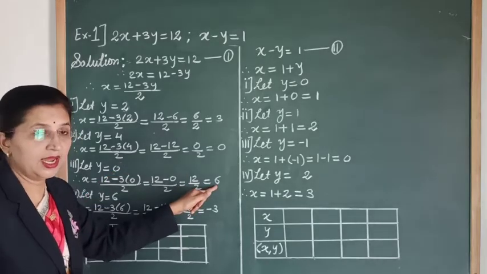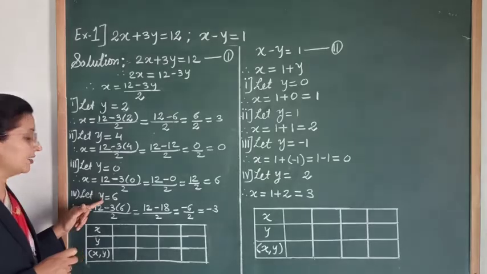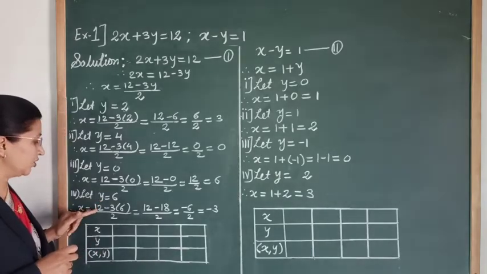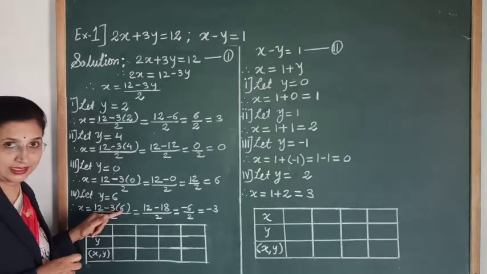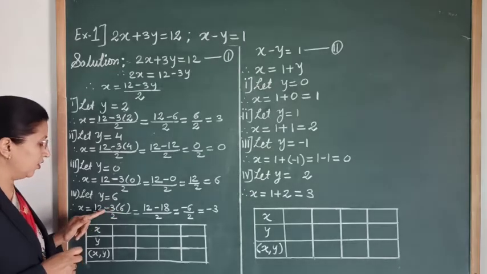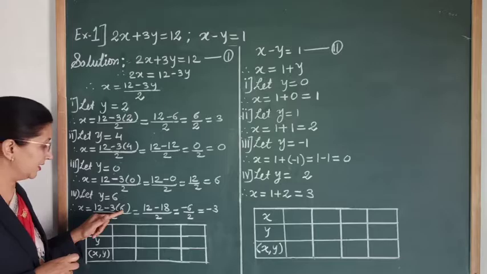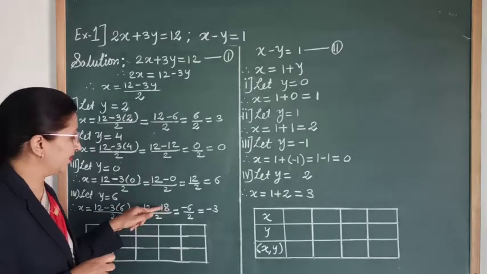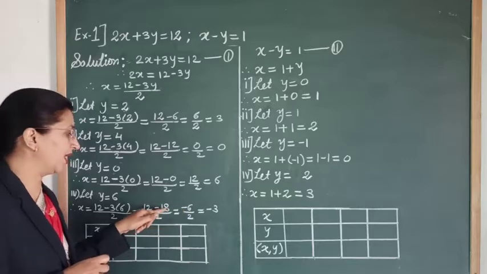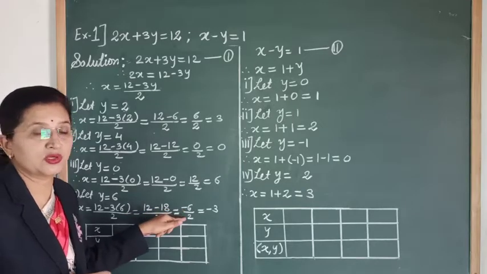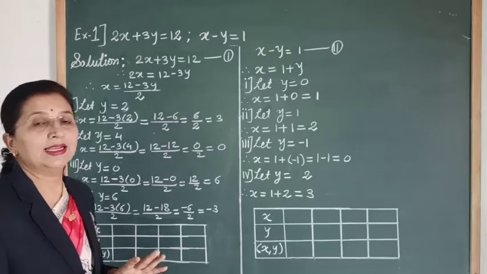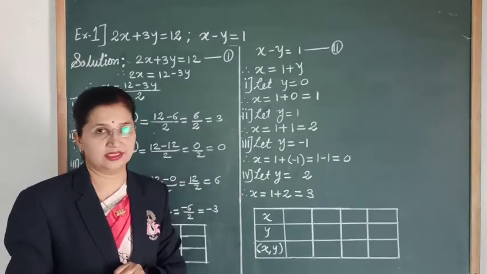Okay, and the last one is, let's consider the value of y as 6. So x is equal to 12 minus 3 into 6 upon 2. So 3 sixes are 18. Okay, so 12 minus 18 upon 2. 18 minus 12, that is 6. Sign of the bigger number, that's why negative 6 upon 2, that is negative 3. So dear student, in this way, at least 4 values we have to consider.